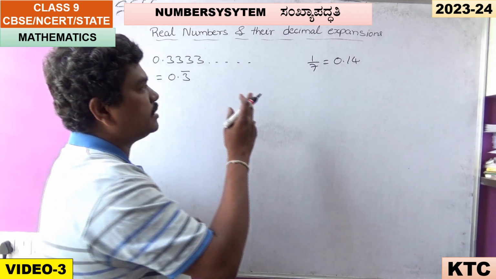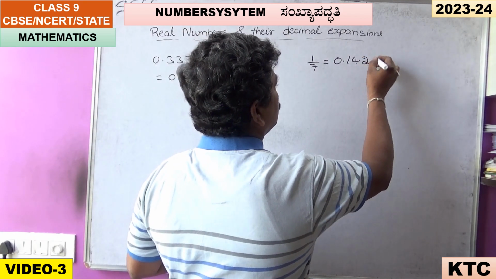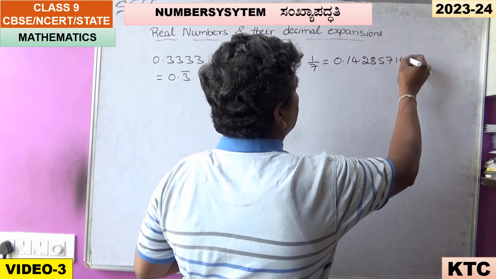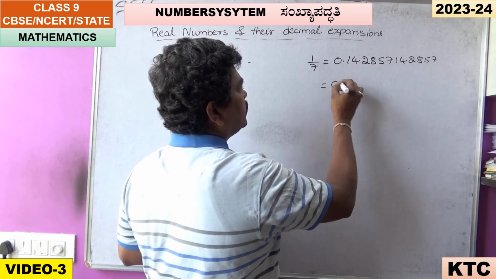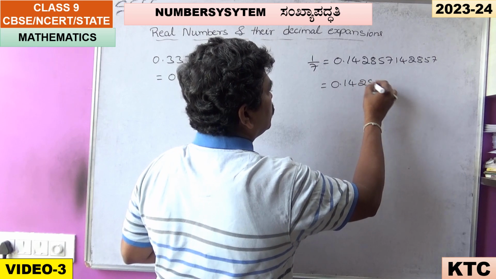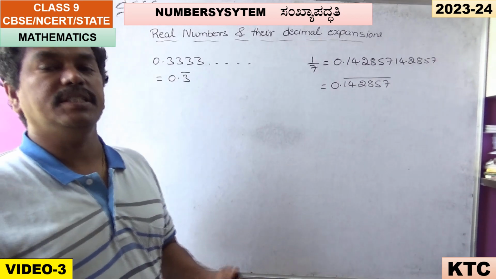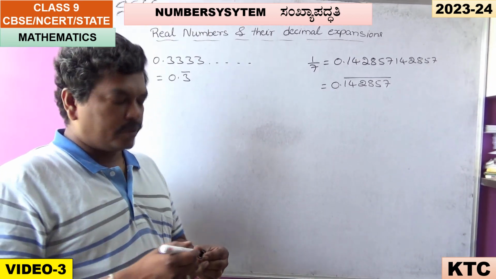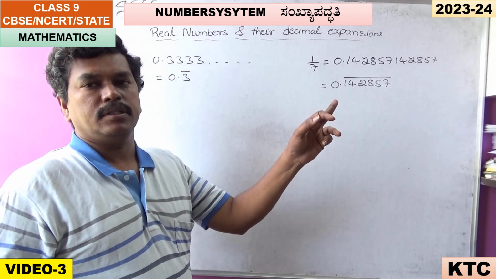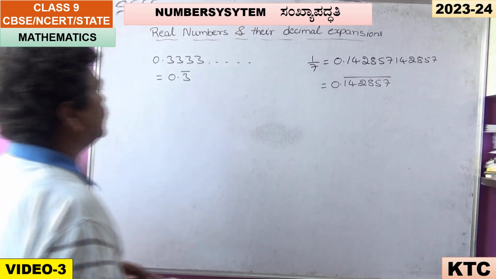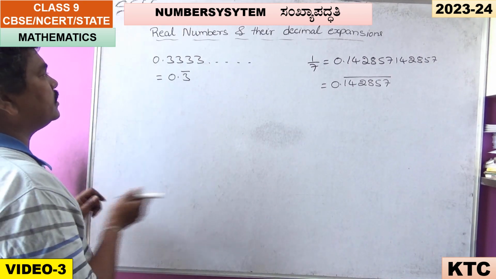So what about 1/7? 1/7 is equal to 0.142857142857. So how can you write this one? We can write this one as 0.142857 with a bar, because after 6 digits it is repeated. So this means the 6 digits are repeated. So now we have to convert this into a rational number. How can you convert this into a rational number?